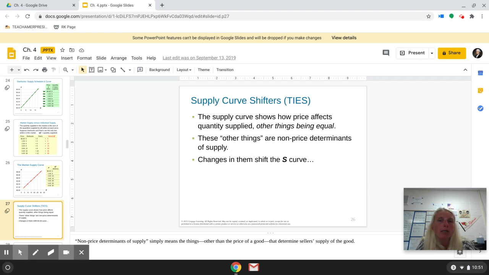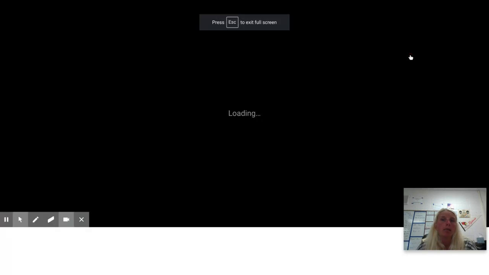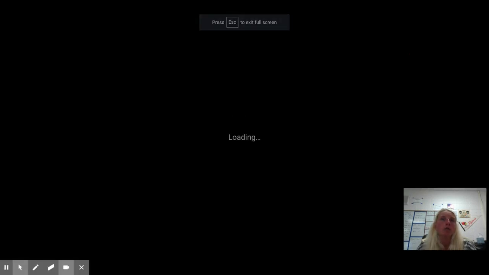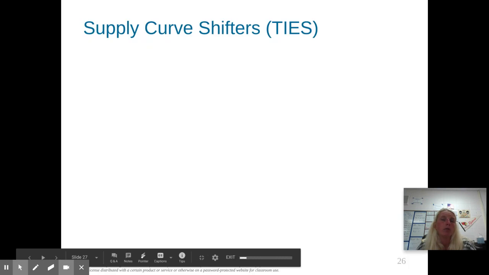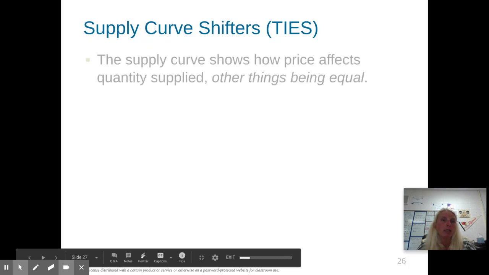Today, we're going to be talking about what causes shifts in supply. This is going to be over Chapter 4, Section 4. Now, as I taught you with demand, things other than price can shift demand, can change people's demand. The same thing happens with supply. Things other than price can shift the supply curve.